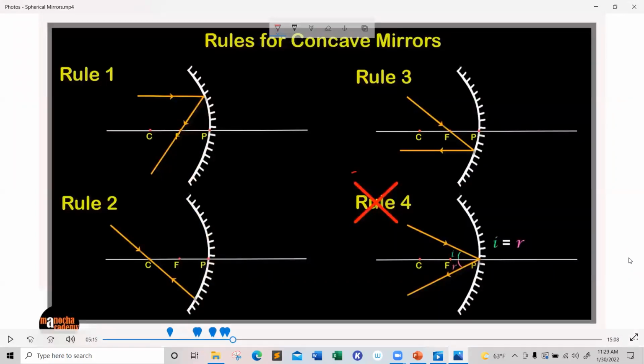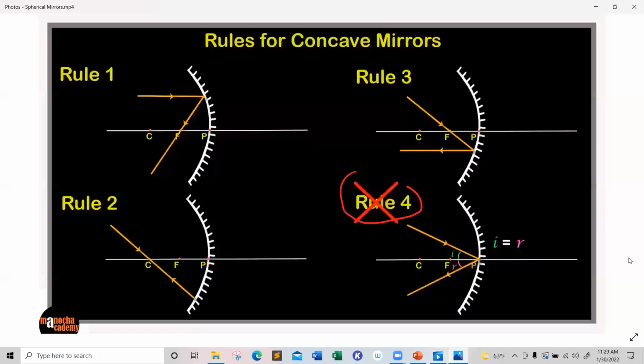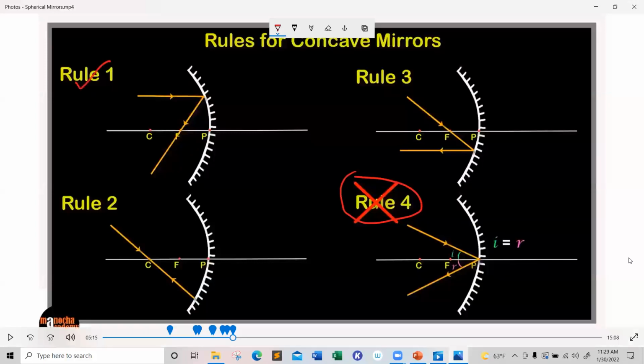See, this is what I have been telling you, that rule number 4 we will not use it. Okay, mostly we will use rule number 1 and rule number 3.